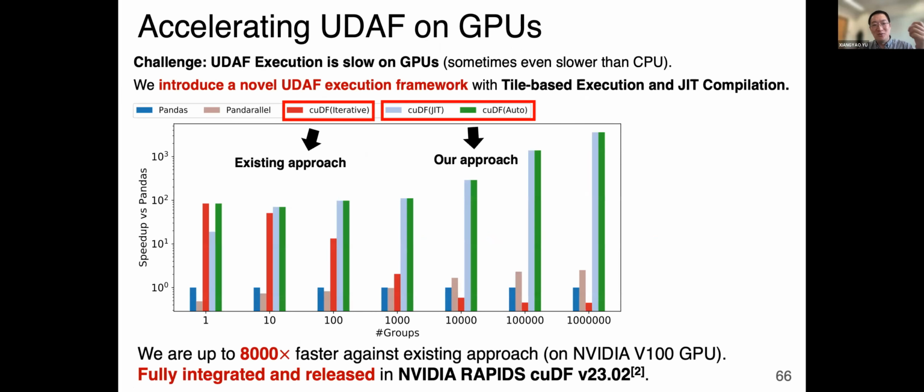Its basic idea is that user-defined aggregation function is actually very slow in GPU. And I will not go into the details. Basically, we use tile-based execution and compilation to make it much, much faster. Again, I don't have time to go through the details. And this has led to 8,000 times speedup. And this is really because the baseline was not fully optimized. And this feature has been integrated and released into NVIDIA RAPIDS cuDF with this specific version. So you can go to their open source system and it already has our optimization integrated.